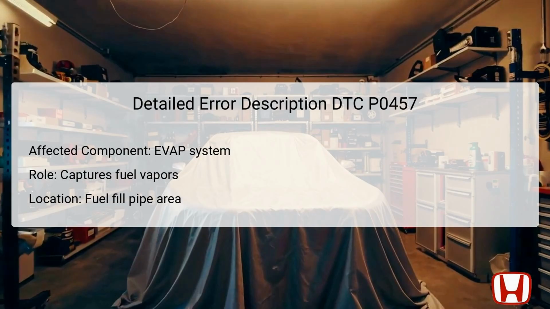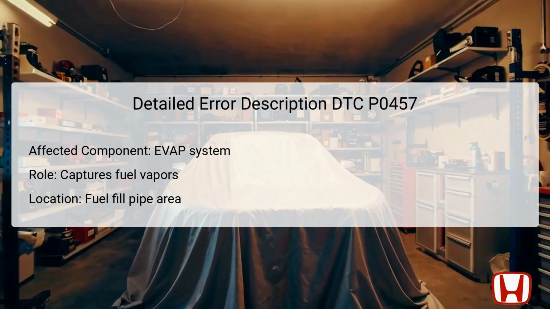The fuel fill cap is an integral part of this system as it secures the tank and prevents vapors from escaping. The location of the fuel fill cap is typically found at the rear or side of the Honda Odyssey, where you refuel the vehicle. It should have a seal that fits snugly, preventing leaks and ensuring that vapors are directed correctly through the EVAP canister, where they are filtered and controlled.